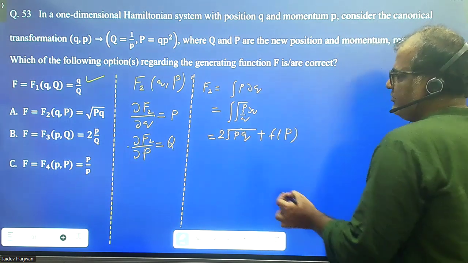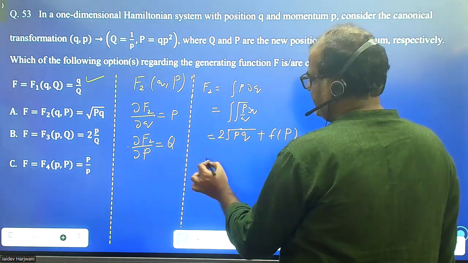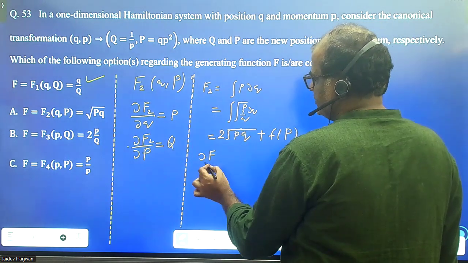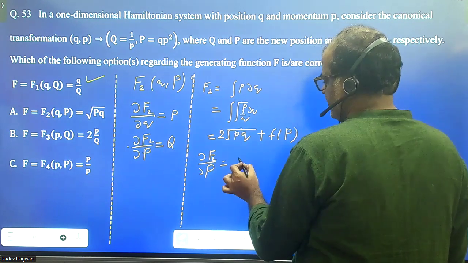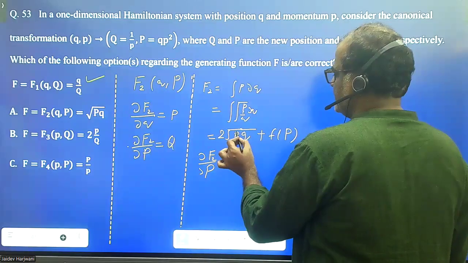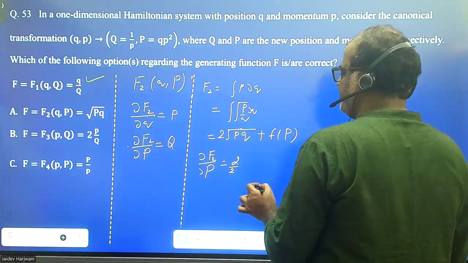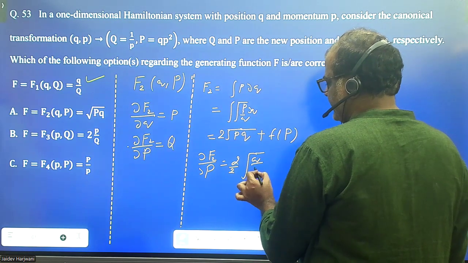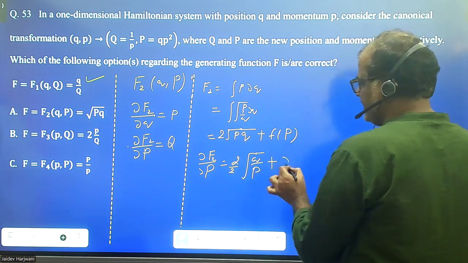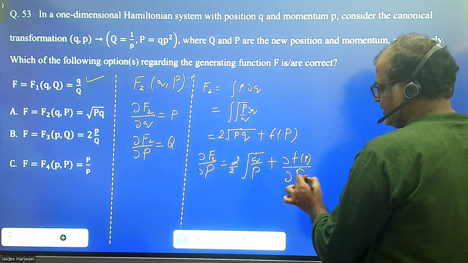Now let us differentiate this F2 with respect to capital P. So del F2 upon del P, you have already 2 here, is root capital P, so half P power minus half, so this becomes root q by root capital P, and then plus del f(P) upon del capital P.